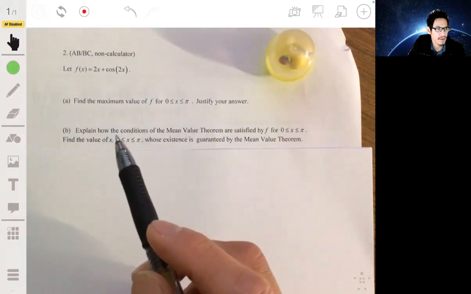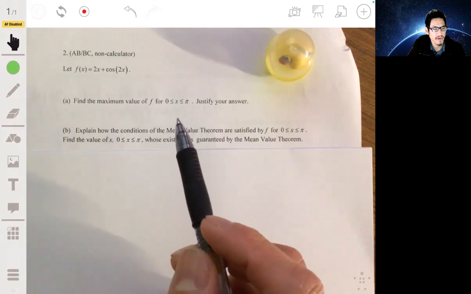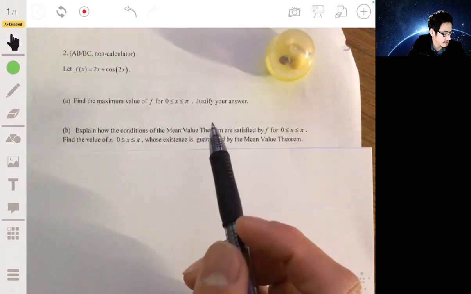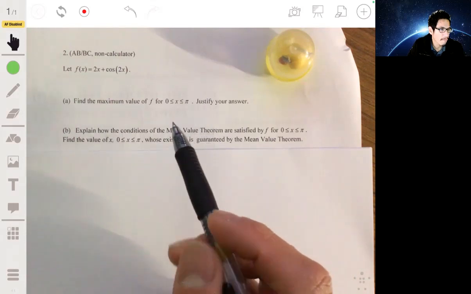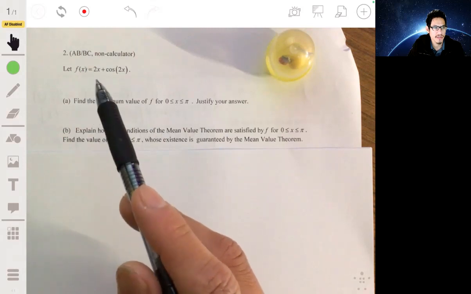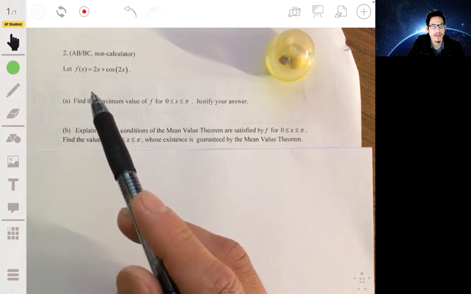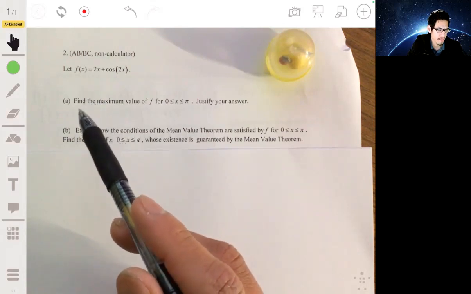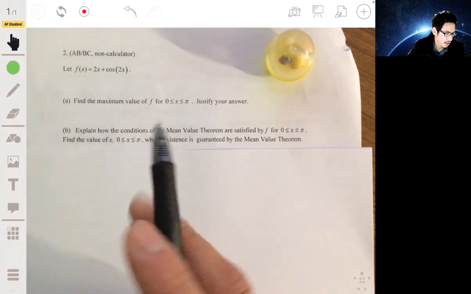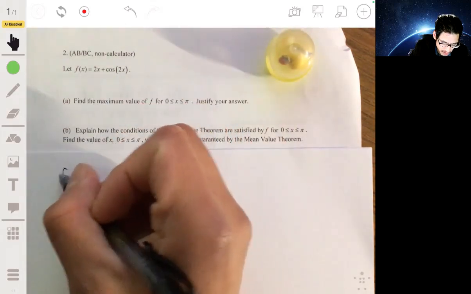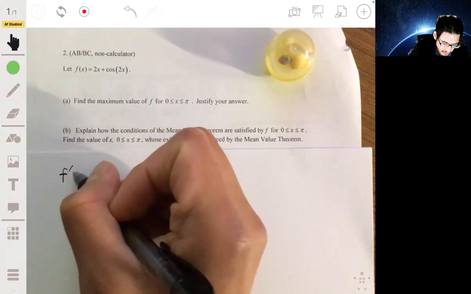All right, so here we're going to find the maximum value of f on the interval from 0 to pi. We justify our answer. So we're going to essentially just find the derivative of the function, find the critical values, and then basically see what's going on at those critical values and between them. So let's go ahead and do that. Let's find the critical values of f of x. So find the derivative of f of x.